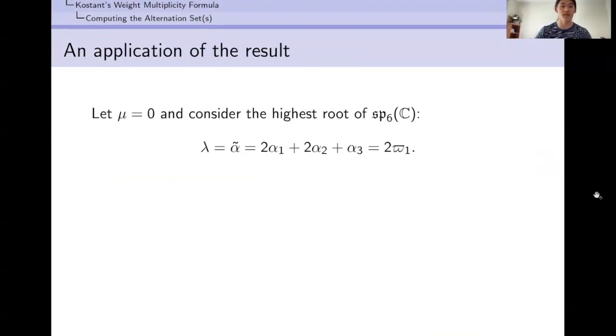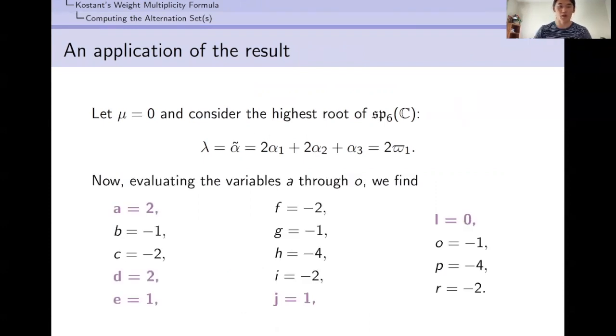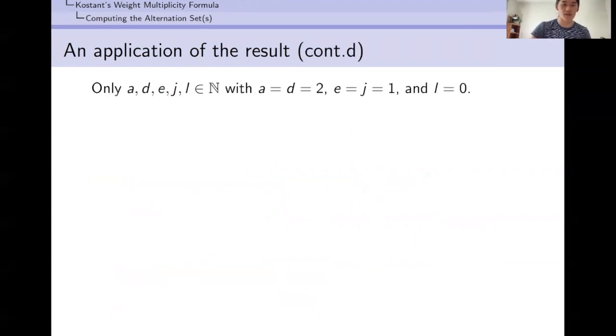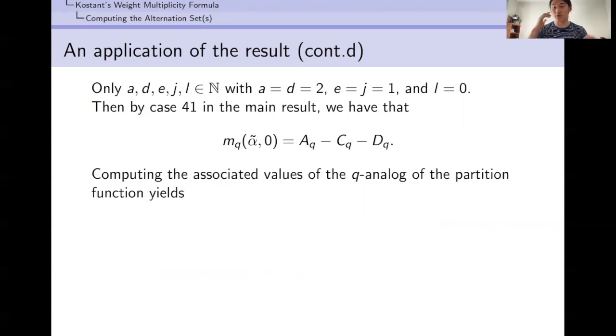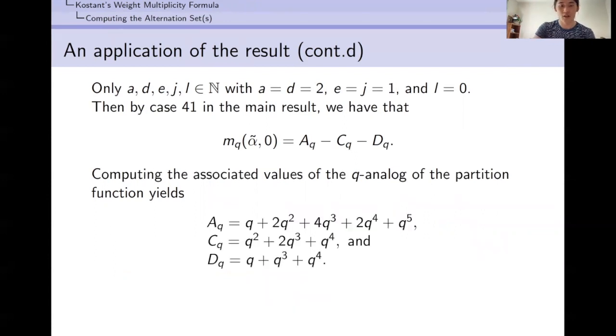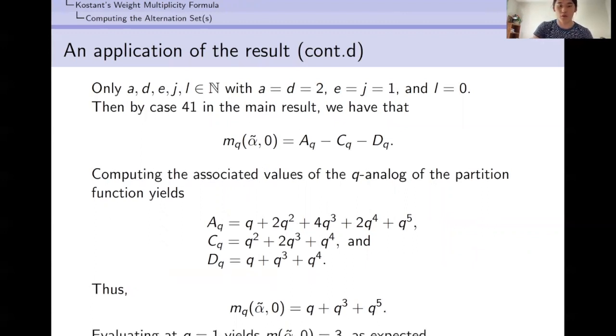For an application of our result, let's consider mu equal to 0 and the highest root of SP6, lambda equal to 2 omega 1 after a change of basis. Then if we evaluate the expressions a through r, we find that a, d, e, j, and l are the only non-negative coefficients. And so by case 41 of our main result, we have that the q-multiplicity formula must be aq minus cq minus dq. Then evaluating these aq, cq, and dq's using the summation formula that Maria had described earlier, we find that the q-multiplicity must be q plus q cubed plus q to the 5th. And this matches the famous result by Lusztig. Furthermore, if we evaluate q at 1, this yields 3, which is as expected.